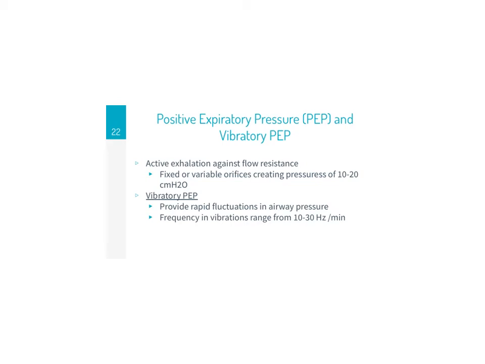So vibratory PEP is also going to provide rapid fluctuations in airway pressure. So instead of that consistent pressure, like easy PAP or positive expiratory pressure, it's going to be an expiratory pressure and resistance, but it's also going to add a vibration to it. So not only are they getting that resistance to open up those airways, but those frequency and vibrations are going to help pull that mucus off of the alveoli and pull it off the alveoli walls.